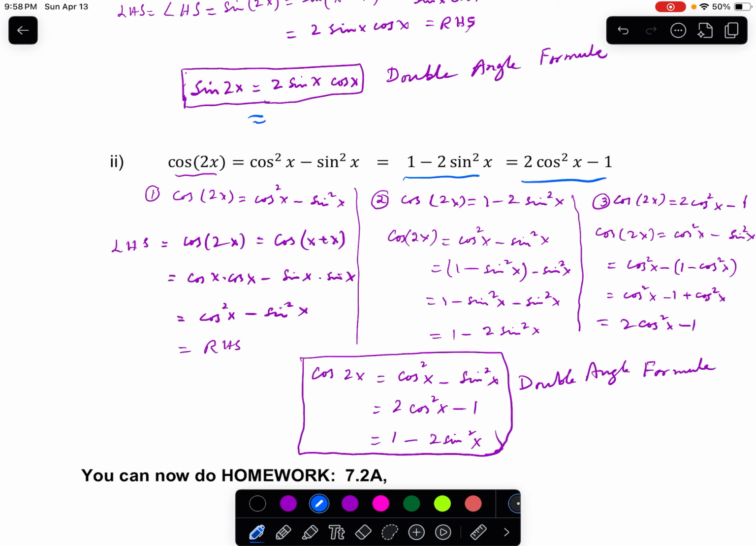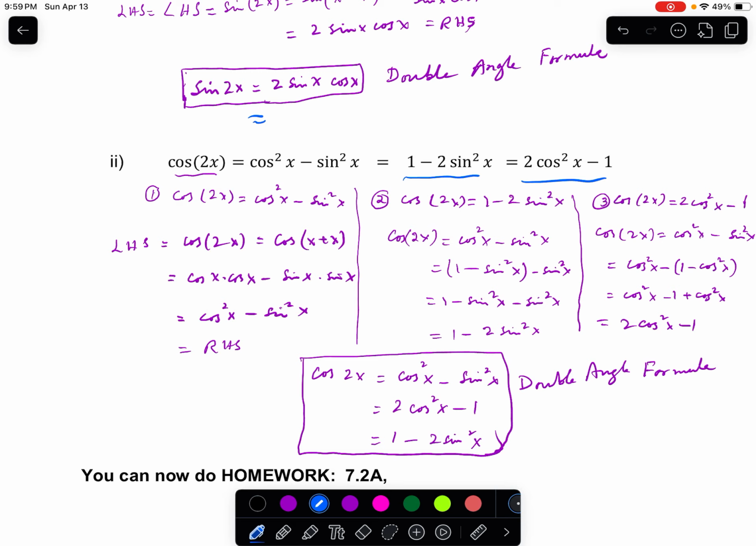For the first one, we do it the same way we did in the previous formula for sine. I will write cosine 2x as cosine of x plus x and apply the sum formula. According to the sum formula, I have cosine x times cosine x minus sine x times sine x, which is cosine square x minus sine square x, and which is our right hand side. So we have shown that cosine of 2x is cosine square x minus sine square x.